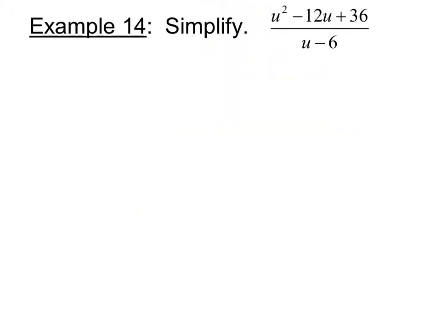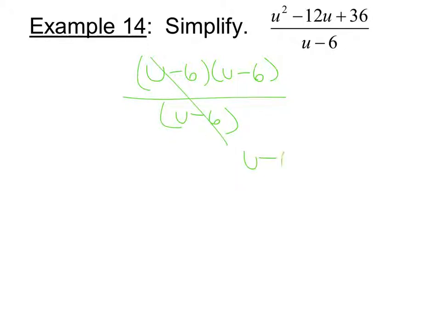Okay, so we got to factor the top first. Multiplies to 36, adds negative 12, because a is 1, so 1 times 36. So it's going to be negative 6, negative 6. So you get u minus 6, u minus 6. So one of those cancel each other out, so you're left with u minus 6.